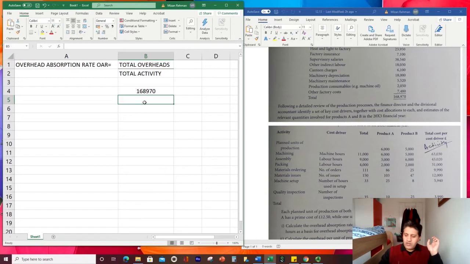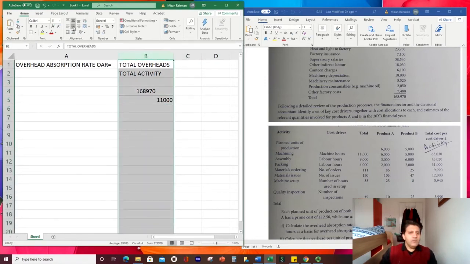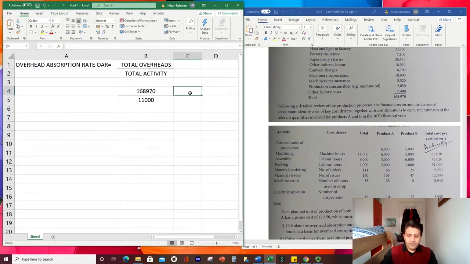In this case it's machine hours, which are total 11,000, and I'm going to use them. And then simple maths, which is total overheads divided by total machine hours. Press enter and we get 15.36 as our OAR. That is requirement 1, guys, which is calculate the overhead absorption rate.